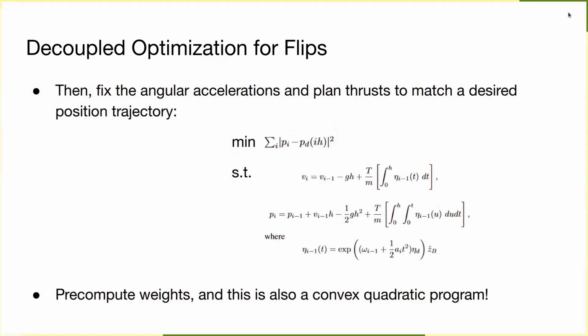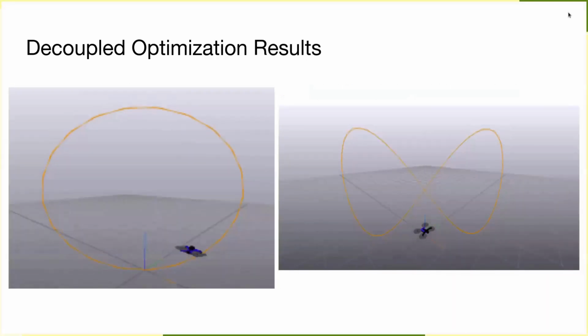Once we have our angular accelerations, we formulate similar kinematic equations for the COM position over time, based on the thrust applied at each time step. We can pre-compute the weights in each constraint, yielding another convex quadratic program optimizing the tracking of the COM to some desired flip trajectory. Here's the quadrotor performing a circle and a lemon skate in a vertical plane corresponding to x equals y. We observed that this controller was rather sensitive to aerodynamic effects.